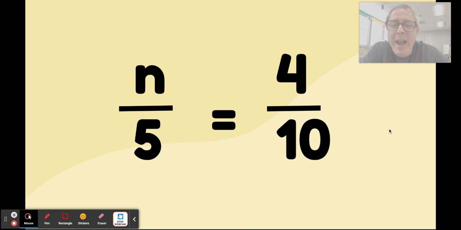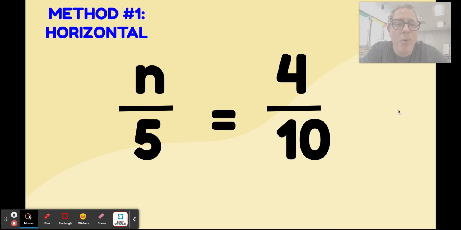All right, so n over 5 equals 4 over 10. Let's talk about a way to solve that. Method number 1 is the horizontal method because proportions are proportional in a lot of different ways, and one way is horizontally. Horizontally, of course, means from left to right, across. So let's look at what happens when I move from left to right across my denominators in this proportion. I started with 5 on the left, and I end with 10 on the right. I'm multiplying by what?